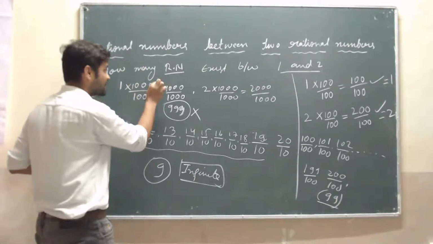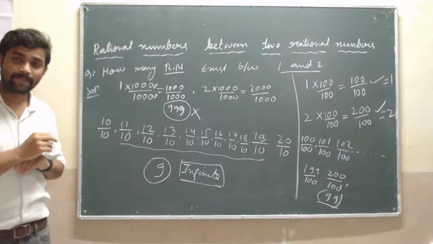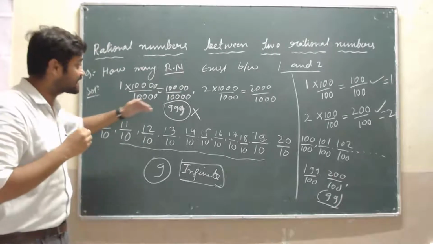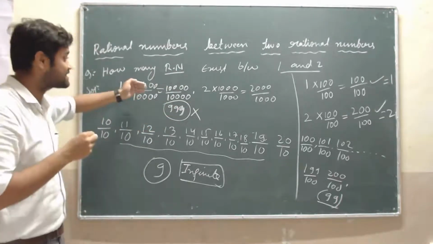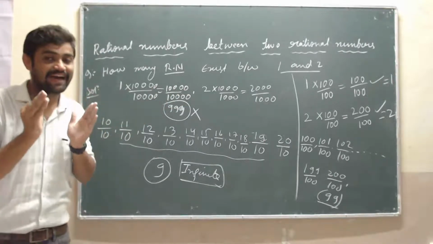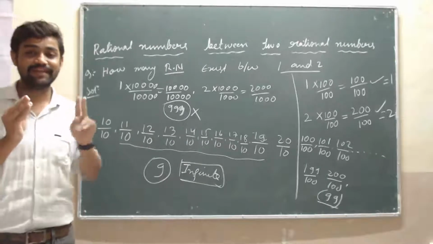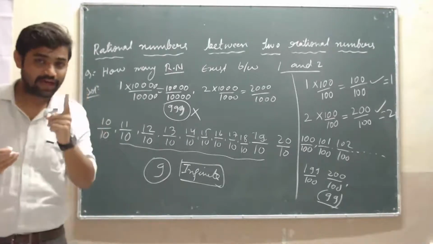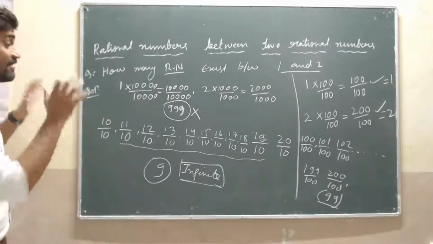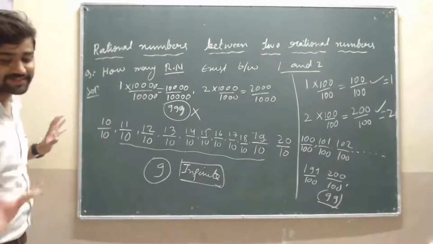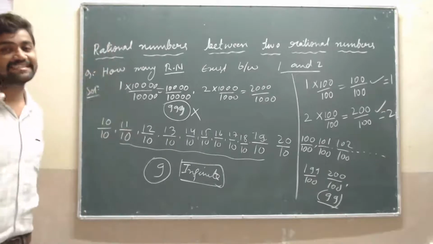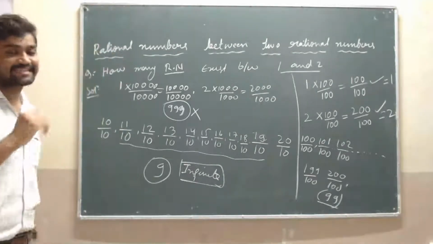We can write this one with one more zero extra. We can increase these zeros or increase these values up to uncountable. That's why there are infinite rational numbers between any two rational numbers. Now, are you getting my point? Yes. These are simple problems. Just I have introduced how many rational numbers are between any two rational numbers. That is, infinite rational numbers are between any two rational numbers.